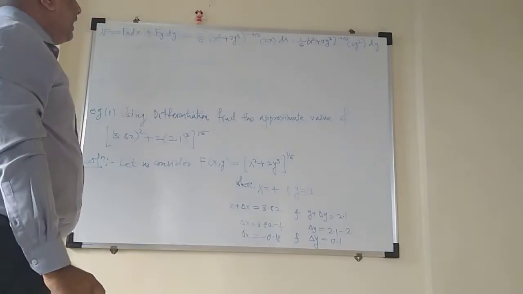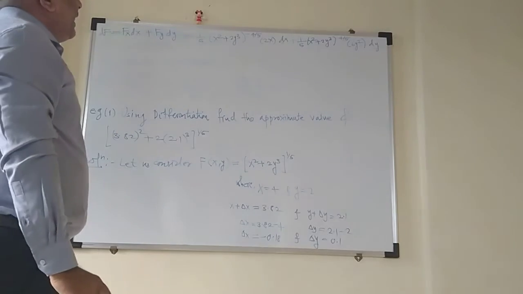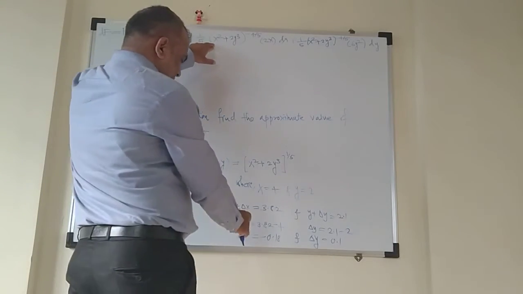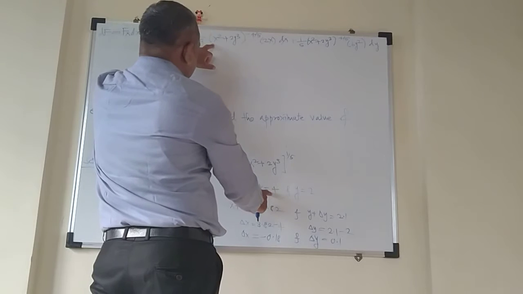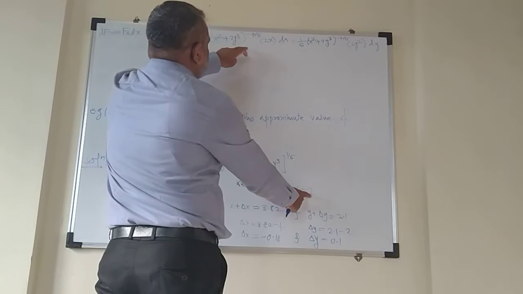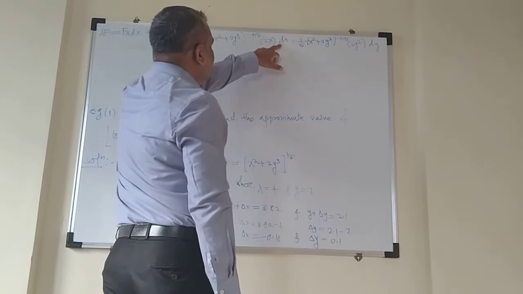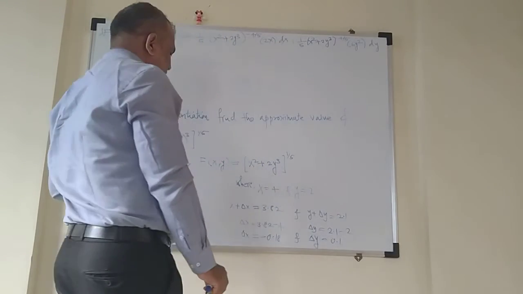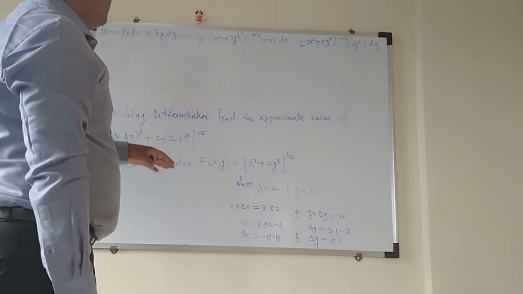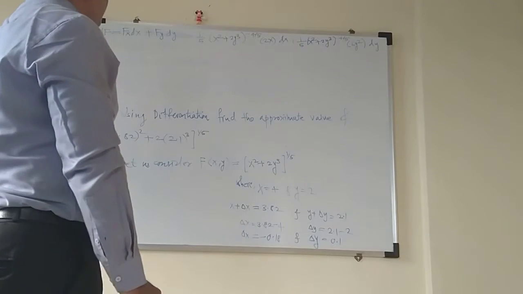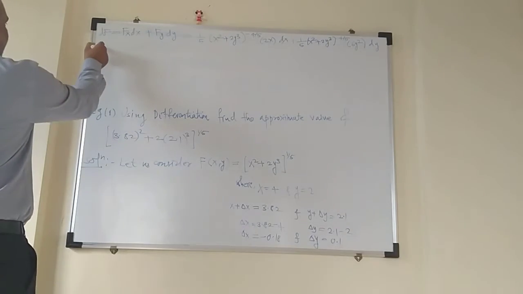Now you can put the values. You have all these values of x, x you have here, y you have here. Now dx and dy, that means delta x and delta y, you have with you. All variable values are with you. So you can just put these values into the equation, that will give you the value of df.